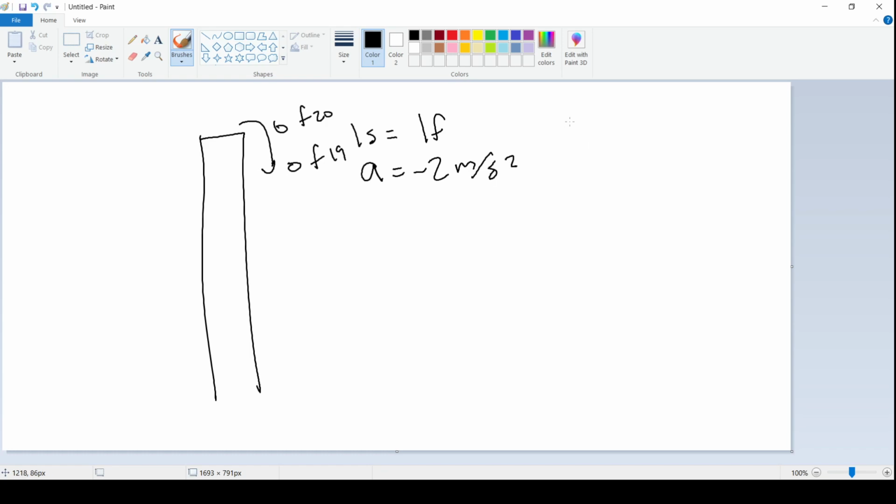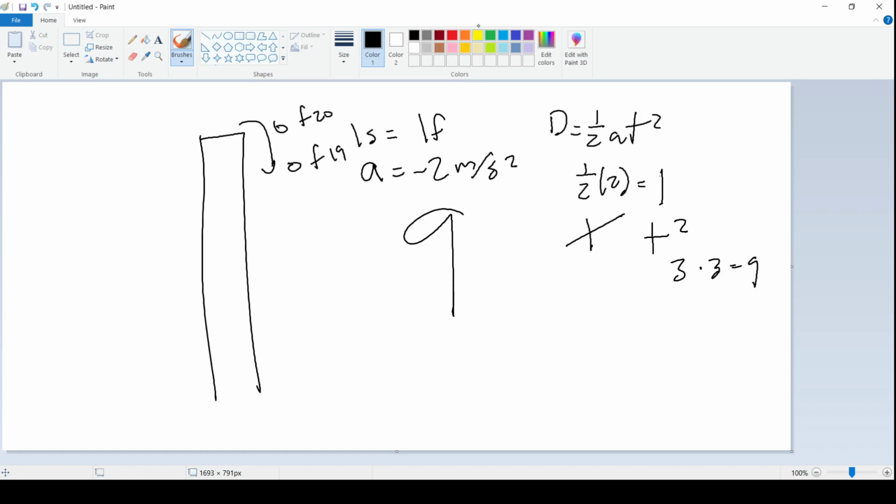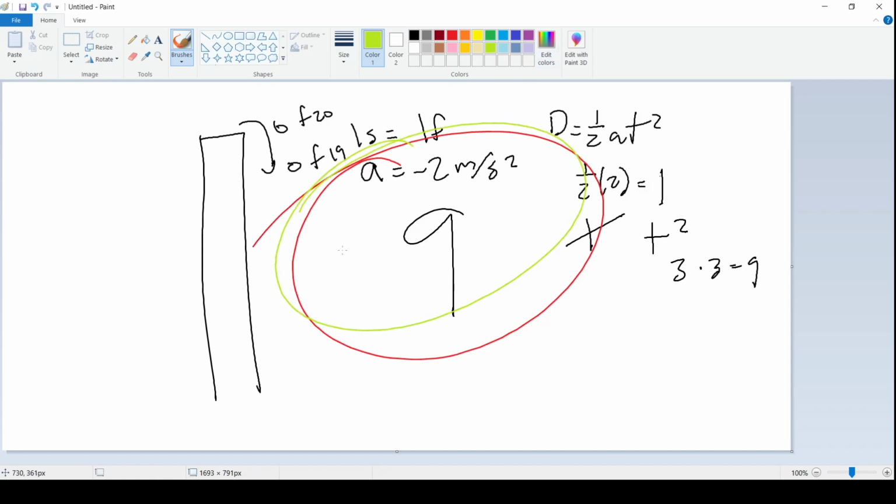Okay? Okay. So, distance equals half at squared. Half times 2, right, equals what? 1. 1. No longer needed. Time squared. 3 times 3 equals 9. So the answer is 9. Go learn physics yourself. Don't ask the guy on YouTube to teach you, because he won't know how either.